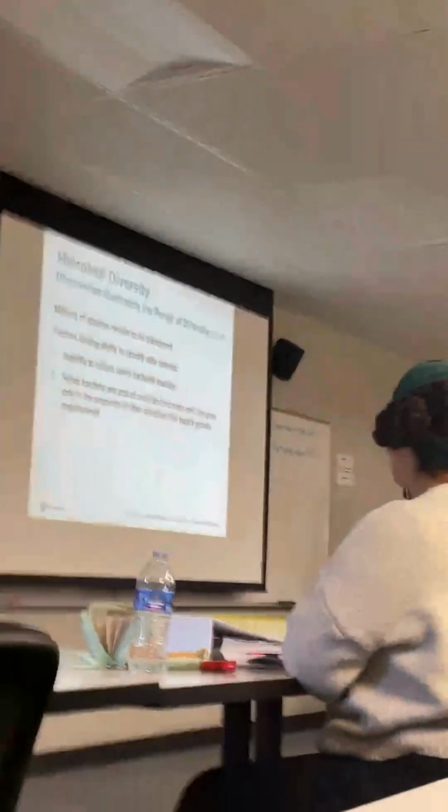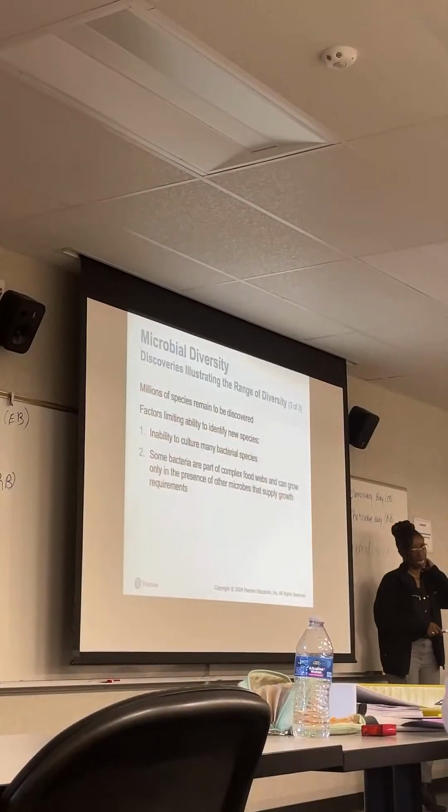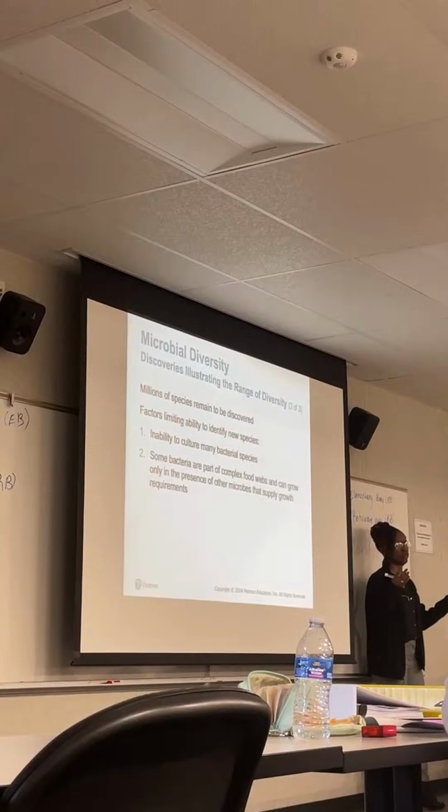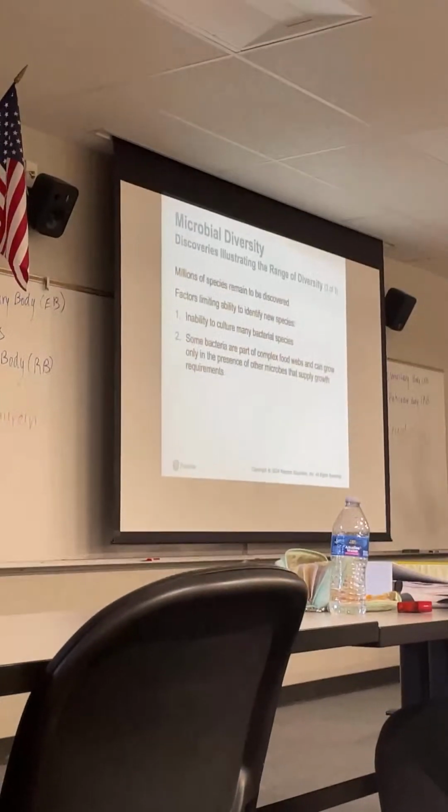So what limits our ability to identify these different species? Well, you can't grow everything in culture. Many things are culturable, but not everything is. Another thing is that some bacteria are part of complex food webs and can grow only in the presence of other microbes that provide them with the growth factors required.